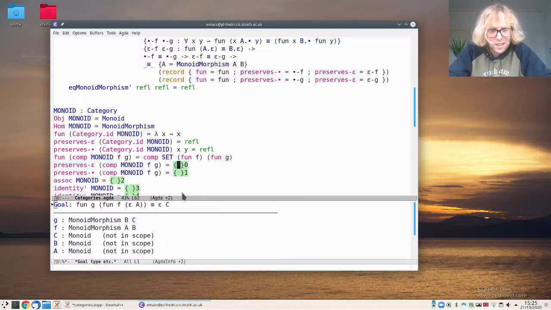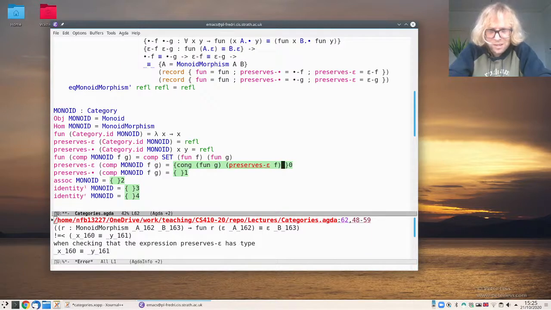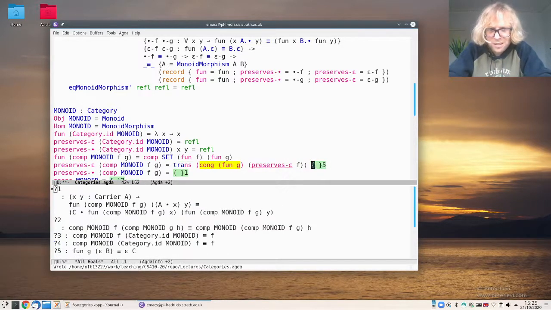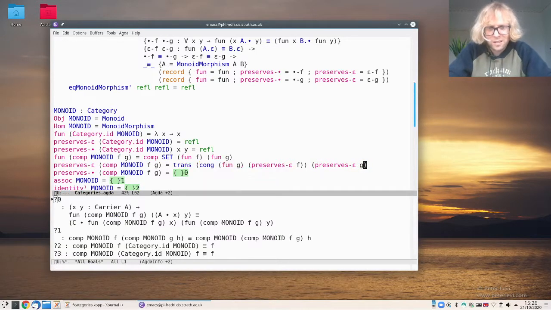So here, let's see. I know that f preserves the unit. Let's see if I do preserves-unit f. Okay, then I can do a cong g of that. I do enough brackets. Okay, that looks like a good start. So if I do that first, and then something else, then I have this step left, but this is just the fact that g preserves the unit. Right. So okay, I can do that with a trans or an equational reasoning.